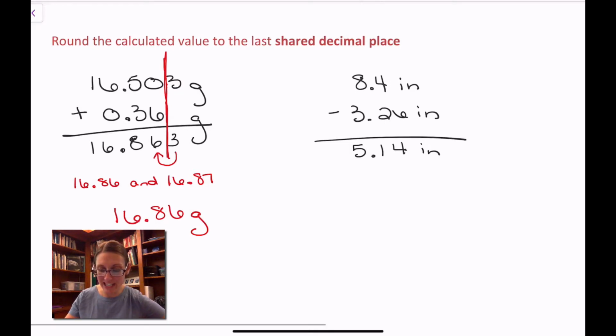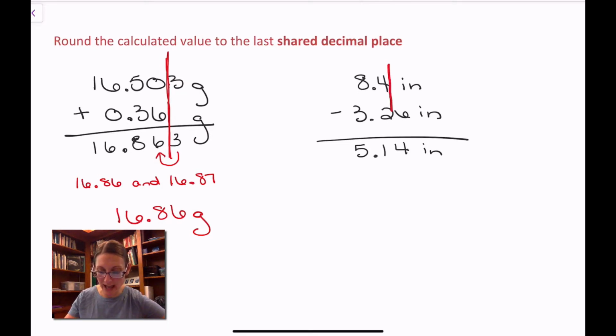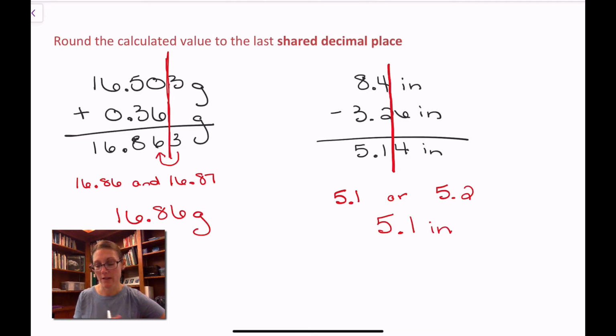When I do the subtraction for this second example, I get 5.14 inches. But the last shared decimal place where both of my measurements had a value is the tenths place. So I'm going to need to round to the tenths place. Here again, my choices are 5.1 or 5.2, because my measurement is between 5.1 and 5.2. Well, 5.14 is closer to 5.1, and so my final answer is going to be 5.1 inches. So I'm rounding to my closest value for the last shared decimal place.